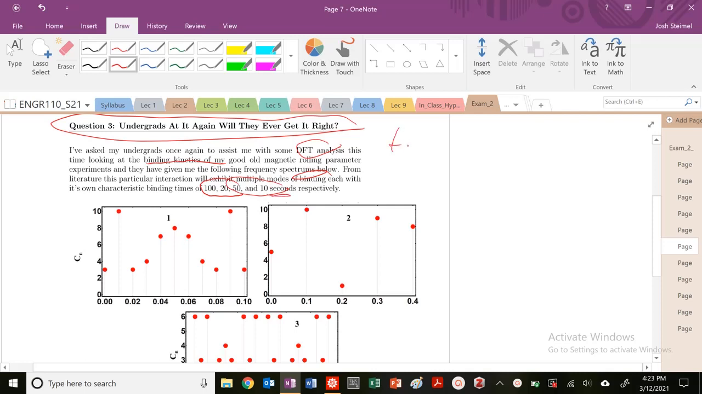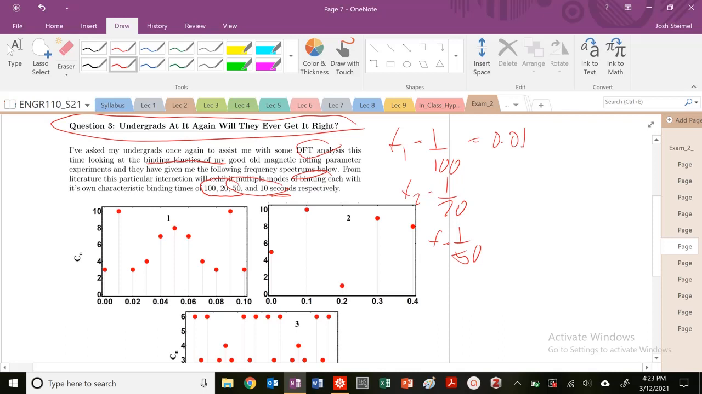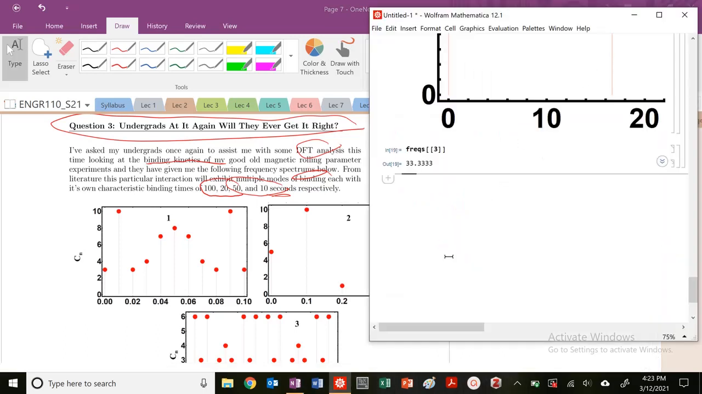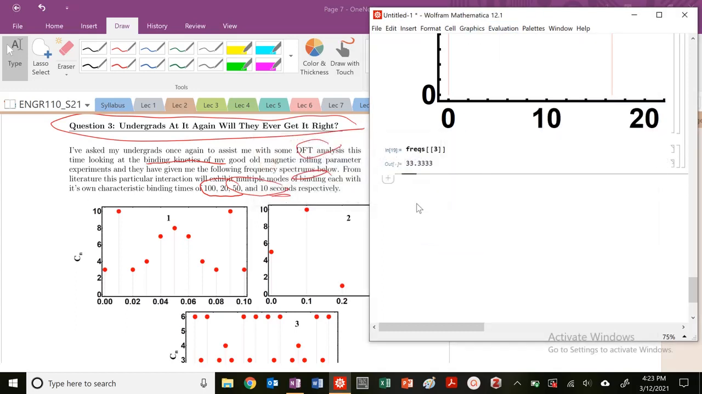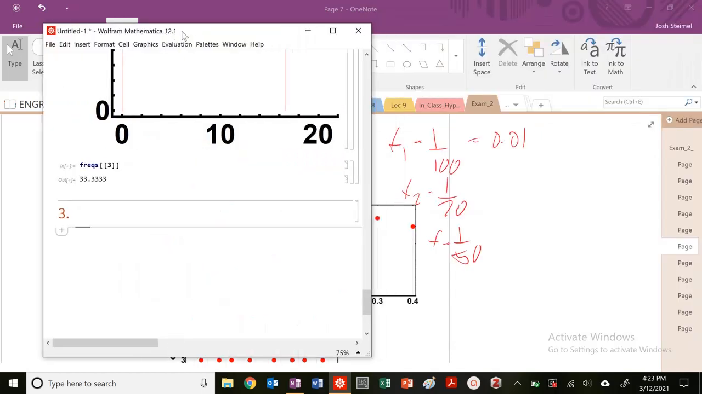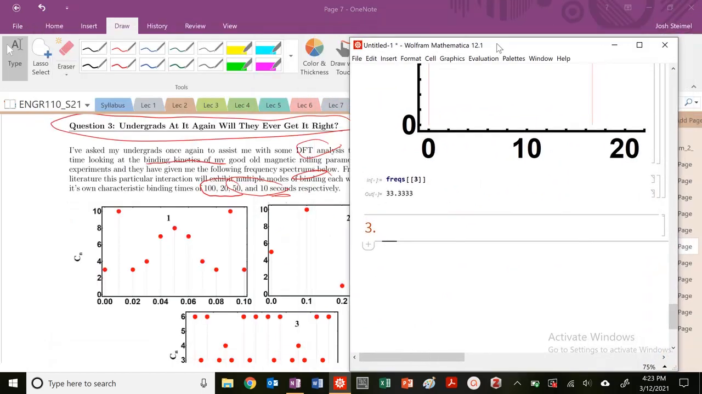So, I'm expecting to see frequencies of 1 over 100, frequencies of 1 over 20, frequencies of 1 over 50. So, this is 0.01. Let's actually write it down and figure out what the frequencies are. Actually, before I do that, I'm going to quit my kernel, quit everything. I'm going to make another section called 4, question 3. So my F sub 1 I expect to see is 1 over 100.